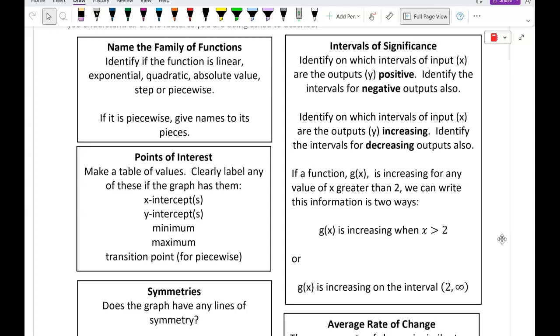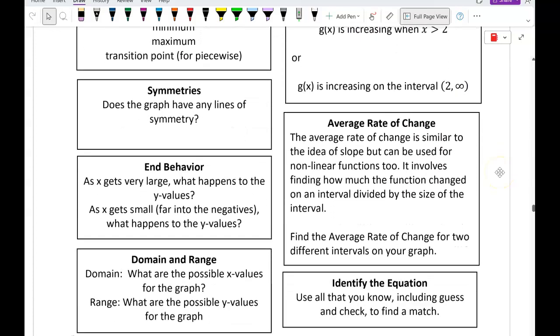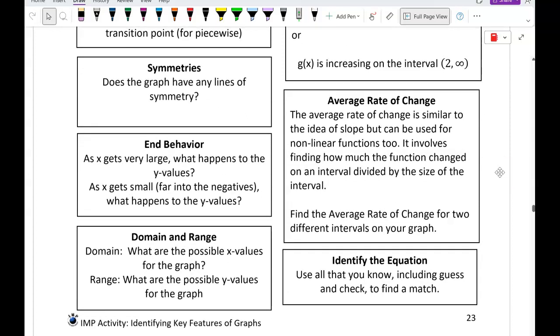And then they're also going to ask you about increasing and decreasing. What intervals is your function increasing? What intervals is your function decreasing? And we'll talk about some different ways to name those. Increasing and decreasing, we'll be talking about interval notation and inequality notation. Then we're going to talk about symmetries. Does the graph have a line of symmetry or not?